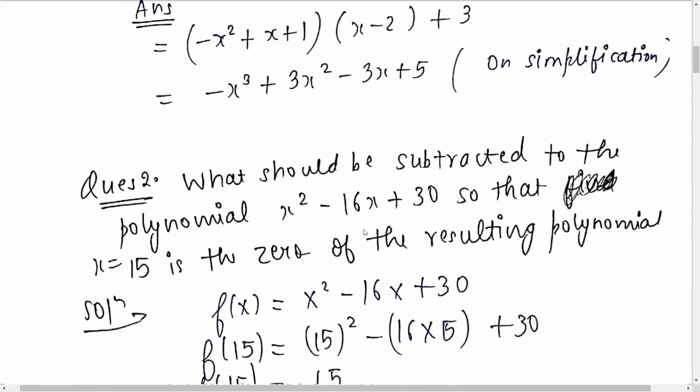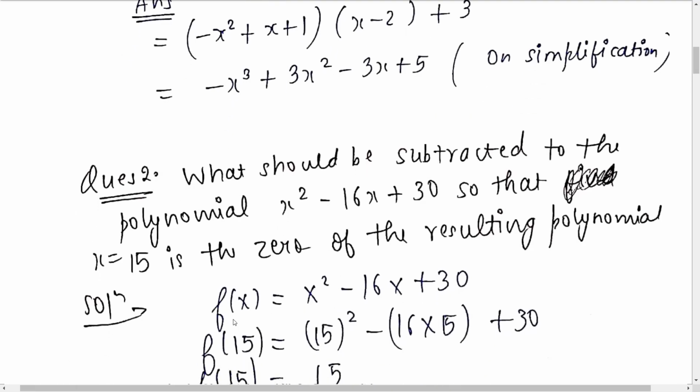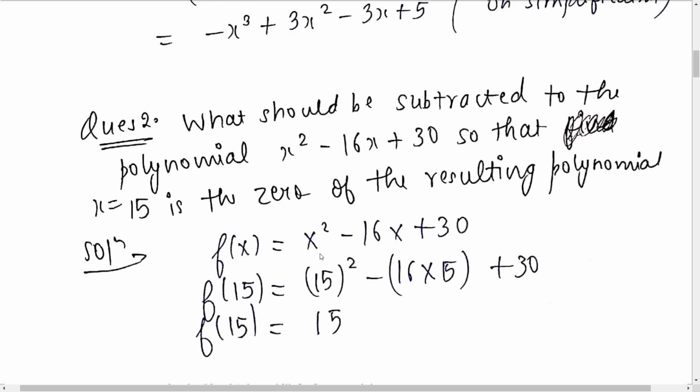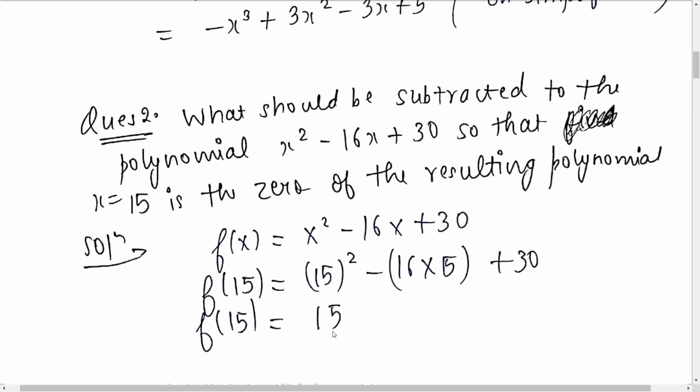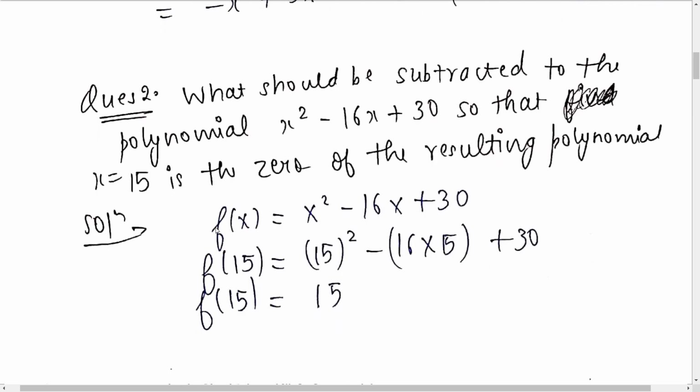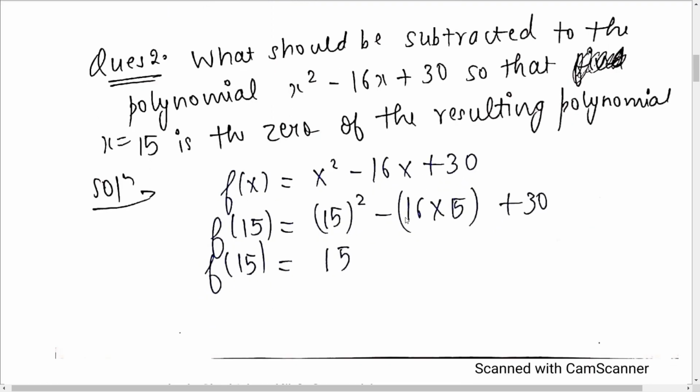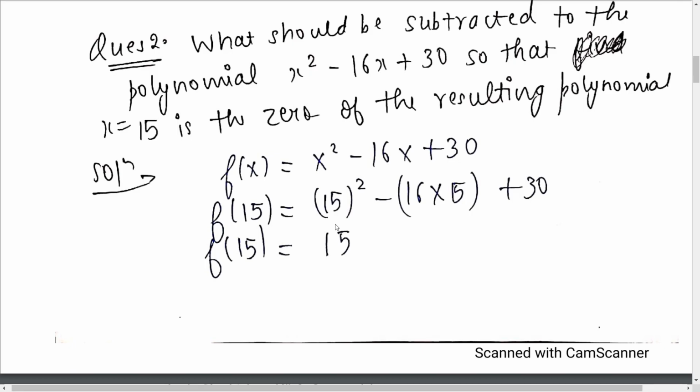So let us represent this polynomial by f(x). I'm finding f of 15, and on putting x equal to 15 here I get f of 15 on simplifying equal to 15, right? So अगर 15 0 होती इस पॉलिनोमियल की तो f of 15 0 होता, right? But this is not the case. f of 15 is not 0 here, so 15 is currently not the root of this polynomial. So if x equal to 15 is the root of this polynomial, then f of 15 will be 0. So subtract what needs to be subtracted, right?